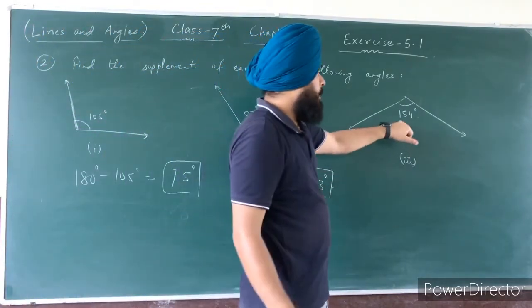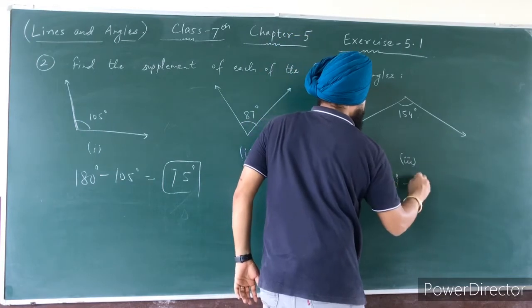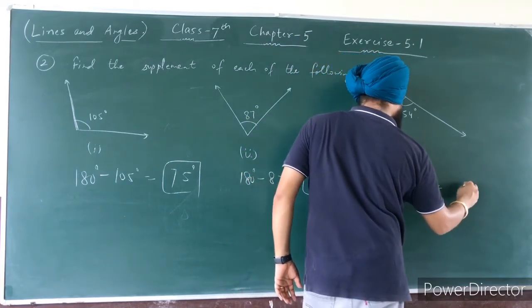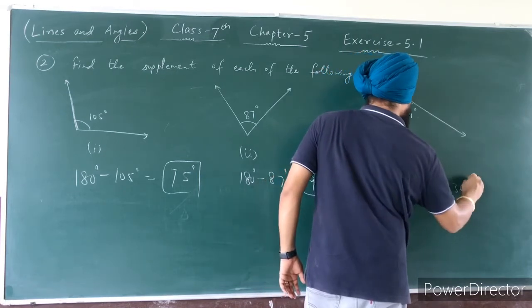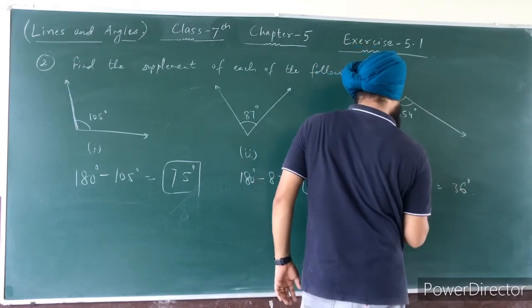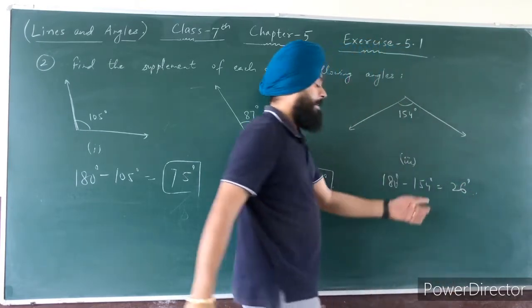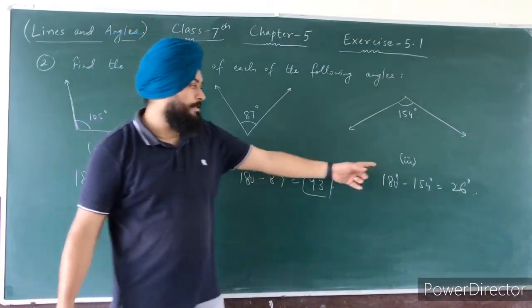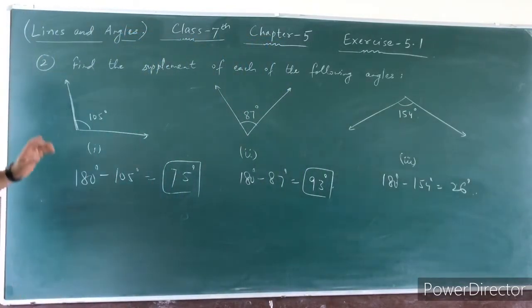The third one is 154 degrees. So the supplement is what? 180 minus 154. It is 6. 10 minus 4, 6. 7 minus 5, 2. It is 26 degrees. So 26 degrees is the supplement of this 154 degree angle. So this is your question number second.